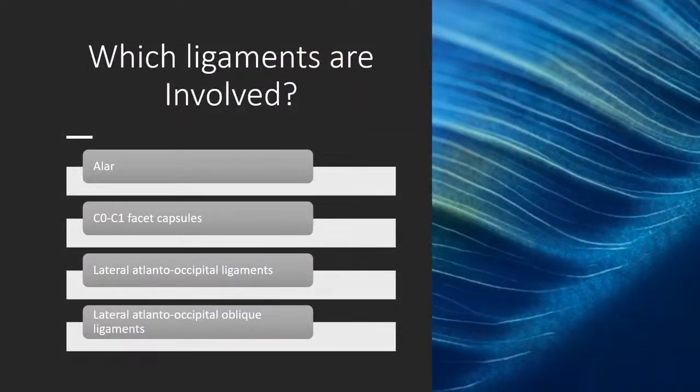So which ligaments are involved? The alar ligament is a big player, the C0-C1 facet capsules, the lateral atlanto-occipital ligaments, which I will talk about in other videos, and the lateral atlanto-occipital oblique ligaments, which is a new one that I'll be talking about in one of these videos that I'm releasing while I'm out sailing.